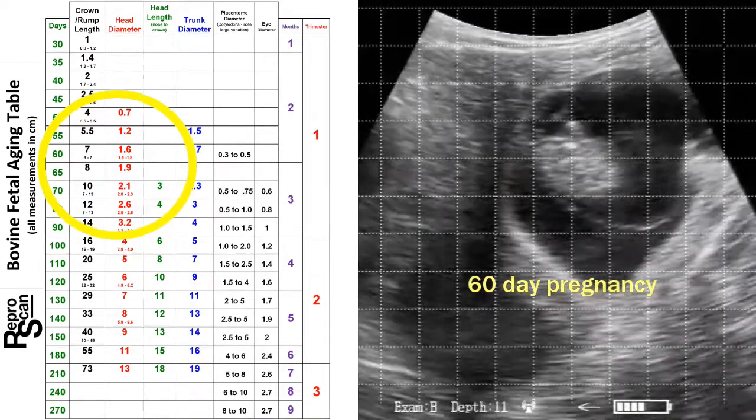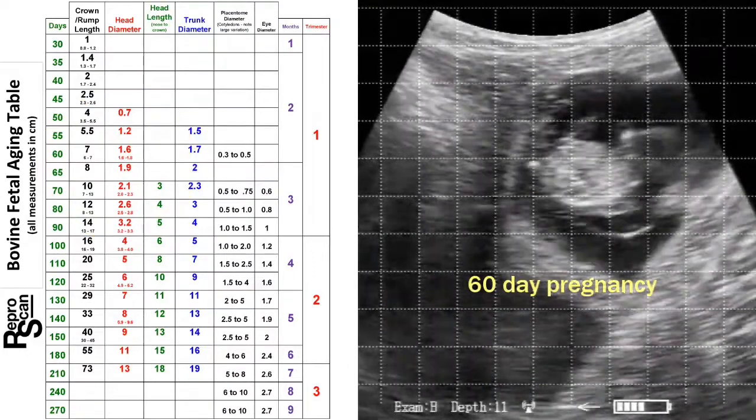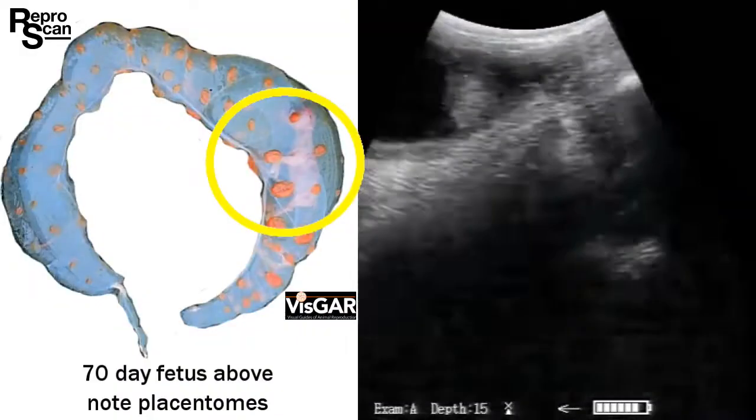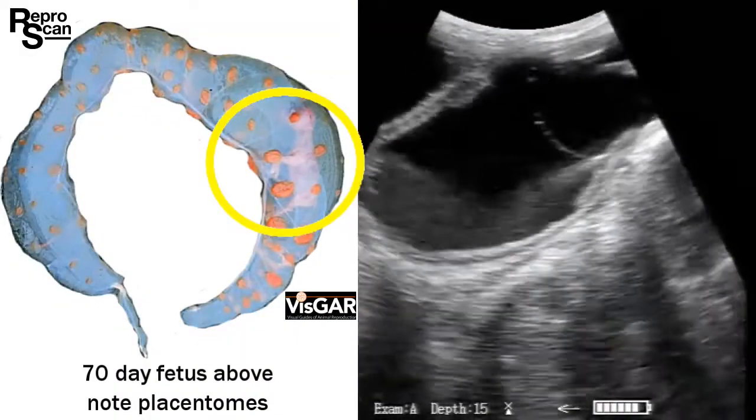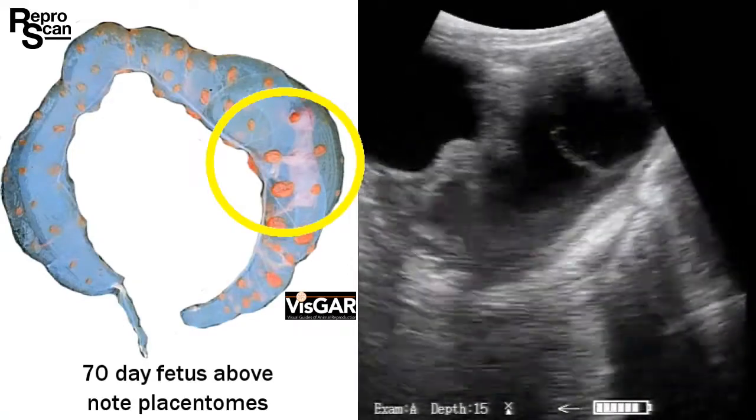We're going to reconfirm that 60-day pregnancy, or if it's a bull-bred herd, estimate 60-day pregnancies. Let's use 10-day increments on the estimated ages, and if we can freeze and measure or reconfirm, we can get a little more accurate than 10 days.